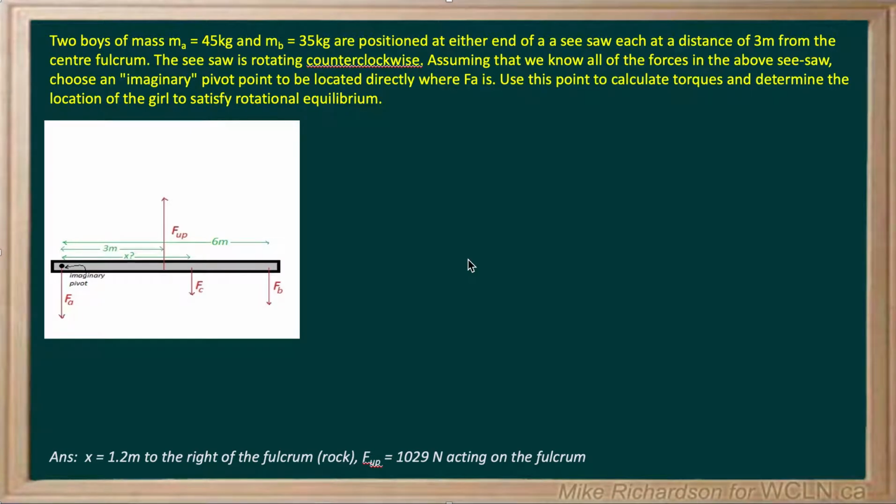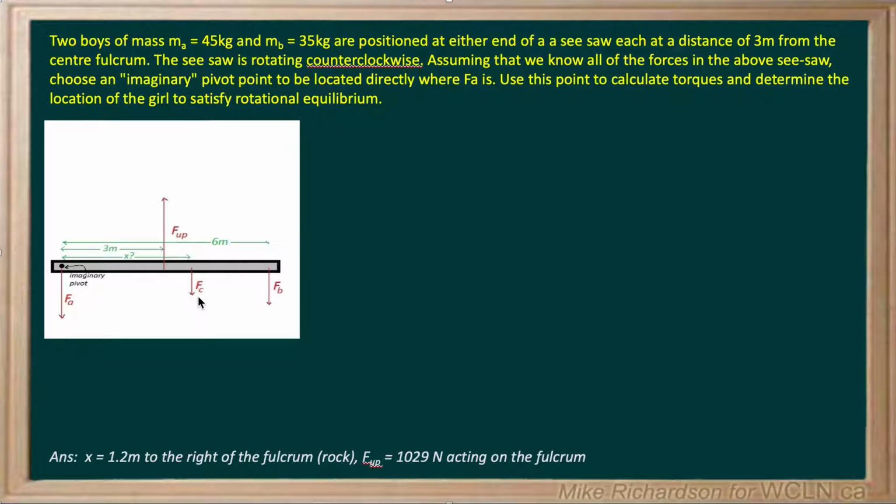In the previous question, we were looking for the location of the girl, which is labeled as FC on our beam, on our seesaw, where she would have to sit to keep it in equilibrium, to keep it from rotating. And I made the point in the previous lesson that you could actually choose any pivot point you like, provided you know the values of the other forces. Now, because it's in static equilibrium, it means it's not rotating and not accelerating. Those two things have to be true.